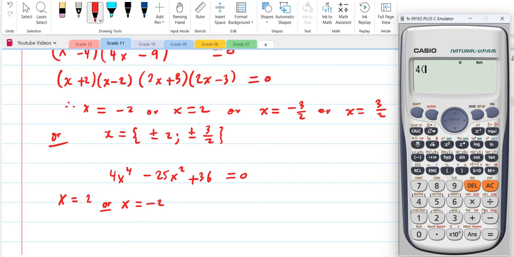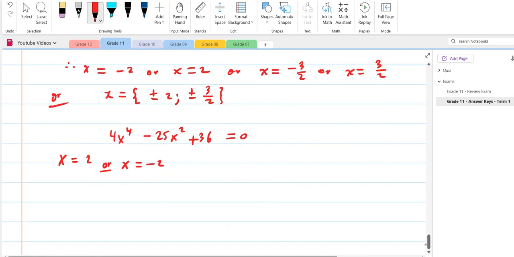4 into minus 2 to the power 4 minus 25 into minus 2 to the power 2 and plus 36. See, I'm getting a 0, and if I substitute 2 as well, I will get 0. It's not actually guessing because you're listing all the possible factors and then trying them in order. So x minus 2 is a factor of this polynomial, and x plus 2 is also a factor because these are zeros. Now if I multiply x minus 2 with x plus 2, I will get x squared minus 4.